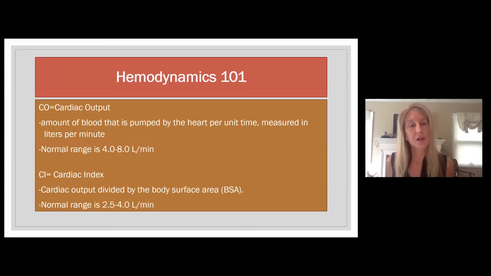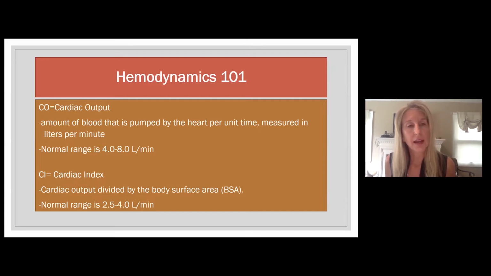I want to take a little bit of a step back and do a little hemodynamics 101. I want to talk about cardiac output. Cardiac output is the amount of blood that is pumped by the heart, and it's measured in liters per minute. So how much blood is your heart pumping over a minute's time? And a normal cardiac output is 4 to 8. And it really does depend on the patient's height and weight.